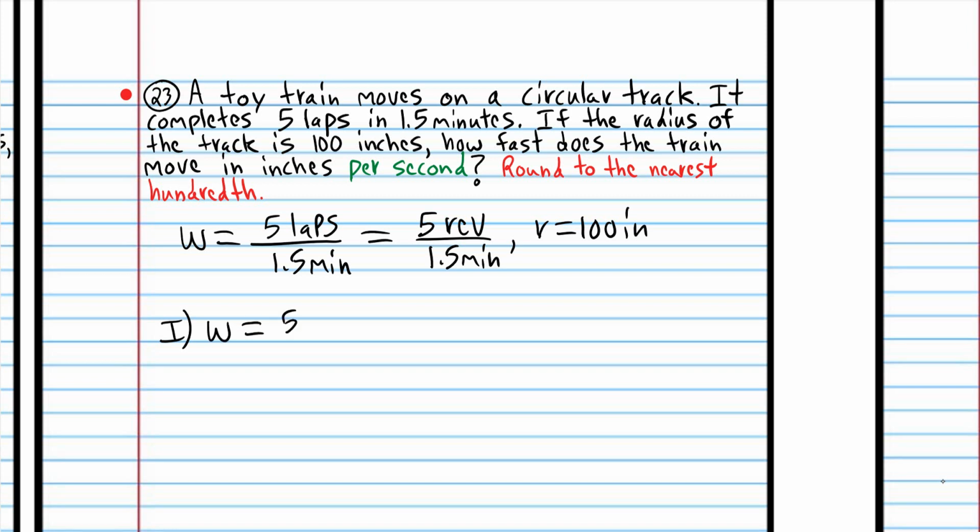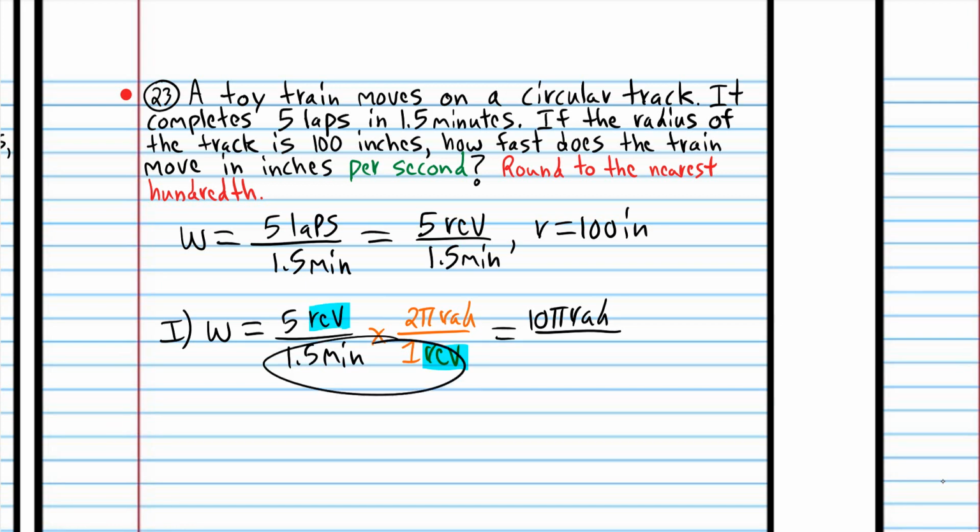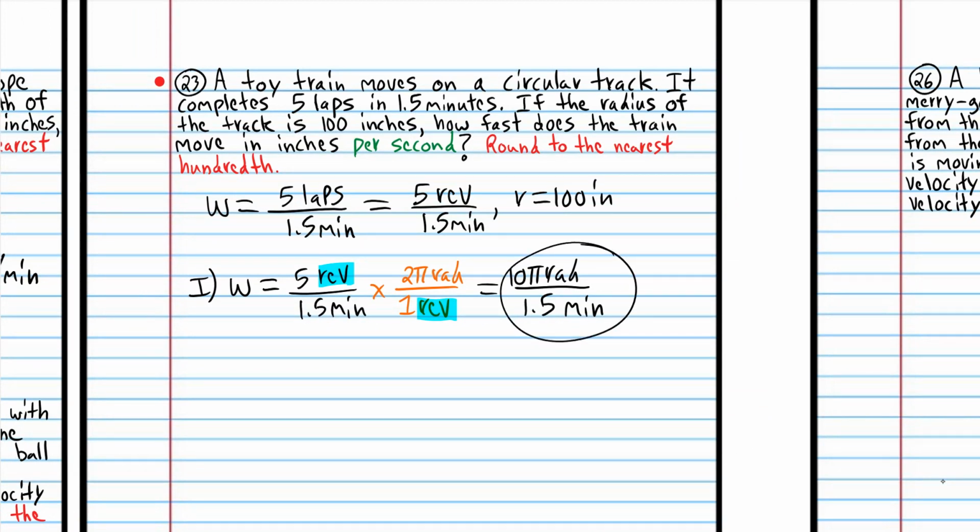So omega is 5 revolutions every 1.5 minutes. And we're going to convert. We know there's 1 revolution every 2 pi radians. So we get 10 pi radians, and the revolutions cancel out. 1.5 times 1 is 1.5 minutes. So this is the angular velocity, and you could simplify this a little bit, but it's easier just to leave it like that.